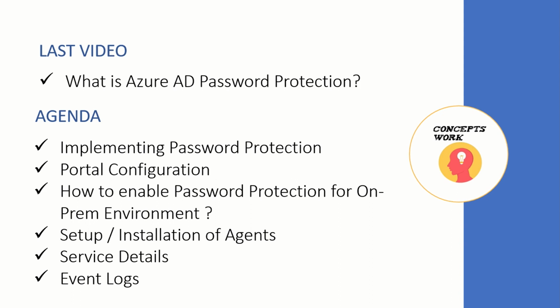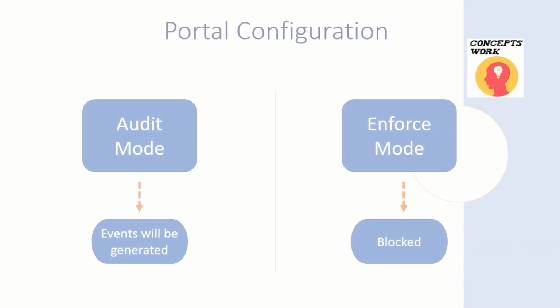How exactly it works under the hood, what is the process that's been done either by the DC or by the proxy agent. We'll also talk about the service details, which services are responsible for Azure AD password protection to work. And the last thing that I'm going to talk about is the event logs that you should refer to in order to troubleshoot if Azure AD password protection is not working as expected. So starting off with portal configuration.